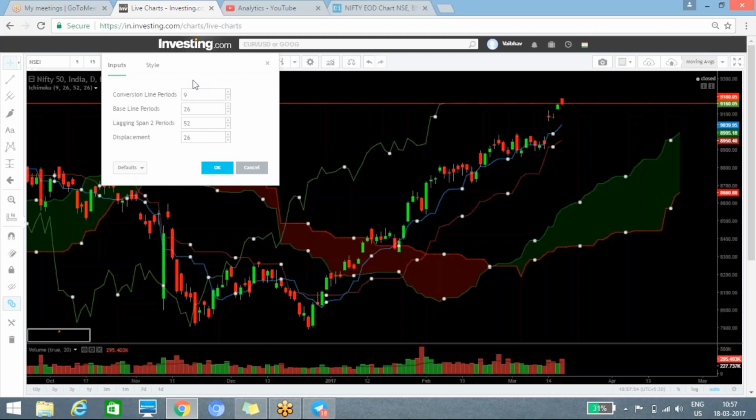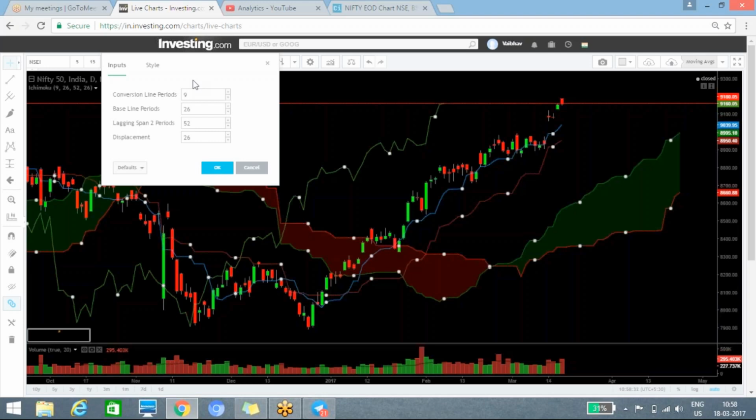It is nothing but the average of the 9-day high and low range. Whatever the high was 9 periods back and whatever the low was 9 periods back, it is just taking the average of that range, the middle of that range. It is close to 2 weeks, because we have 5 trading days, so 9 days is close to 2 weeks.